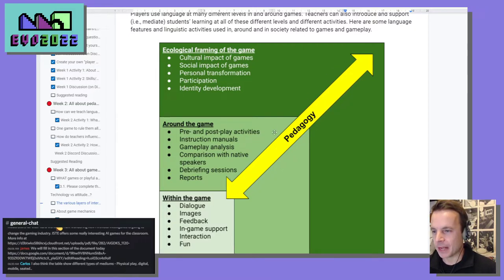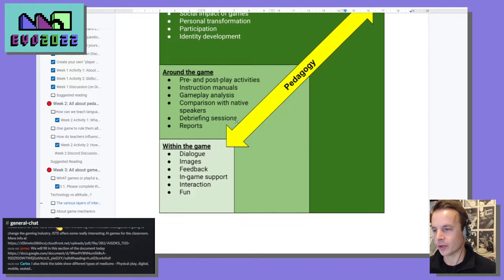Now, we've got this line here, this pedagogy. It's supposed to be going through all three layers here, right? So let's go back down to this within-the-game layer. We're looking at Dungeons and Dragons. The students have got it in their hands. They're trying to read the rule book, but they're not really paying much attention.